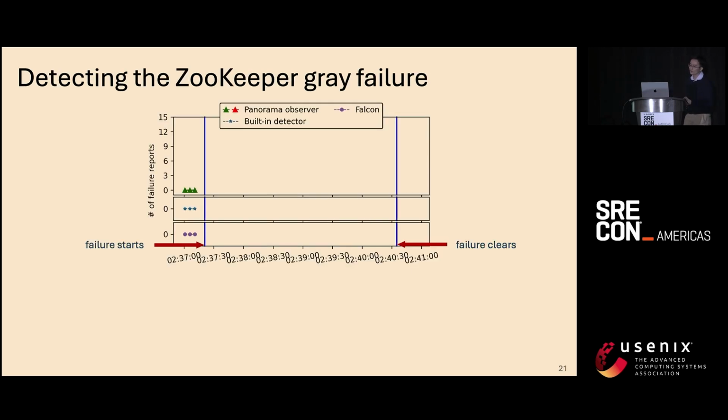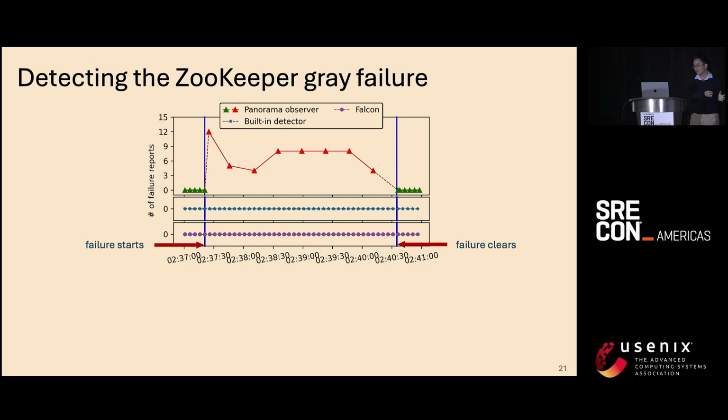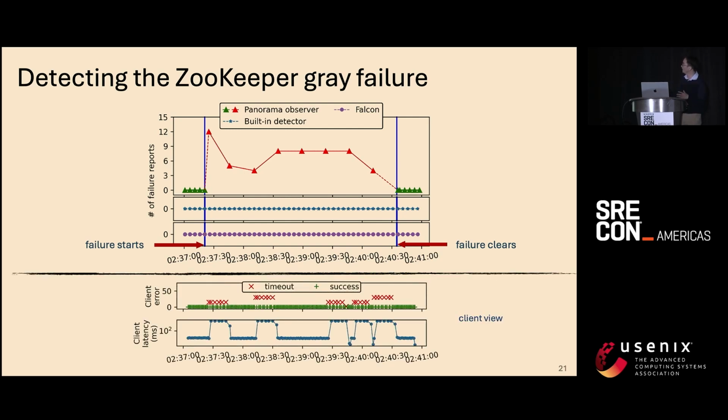So just a quick show of taking this in situ observer approach, going back to the Zookeeper failure that we showed. Once we placed and instrumented these observation hooks in Zookeeper, this graph shows that these Panorama observers can start to report the failure very soon after the failure occurs. And just to provide a baseline of what the client is actually seeing, this lower figure shows what the client is seeing. Basically, these crosses show the timeouts reported by the client. So you can see these observers are closely approximating what the client is doing.